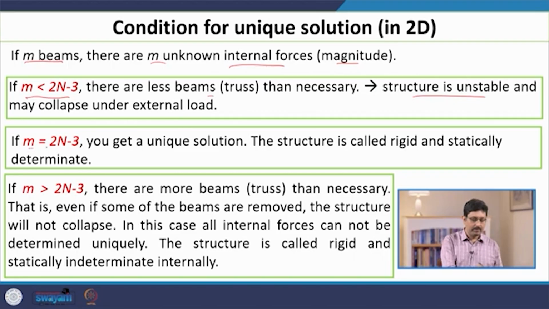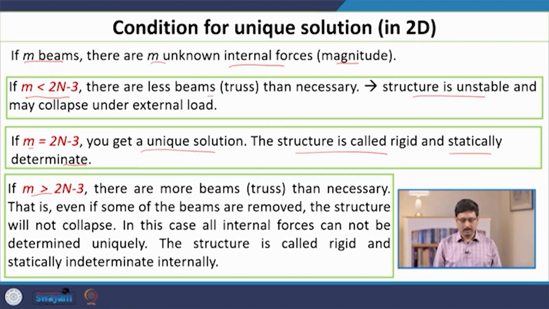If the m number of unknown forces is equal to the number of equations, then we can solve. These are algebraic equations, so we can solve those equations and calculate all the unknown magnitudes of tension forces uniquely. In that case, we say that the structure is rigid and statically determinate, because we can determine all the unknown forces. The third situation is where the number of unknowns is greater than the number of force balance and torque balance equations.